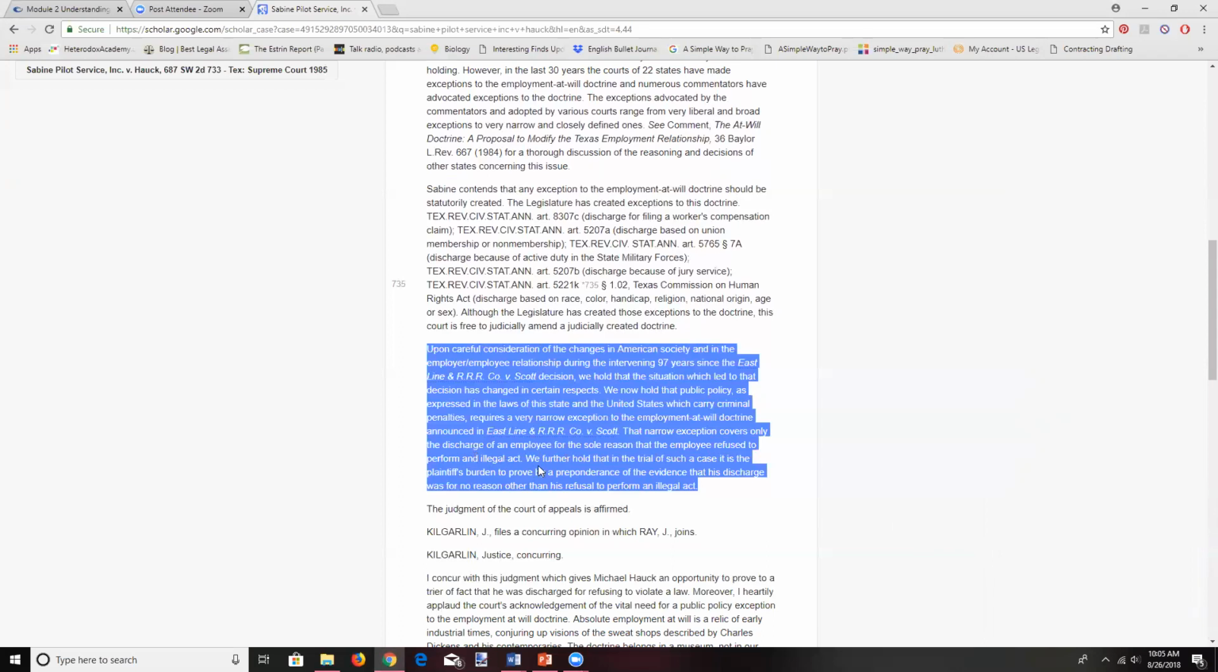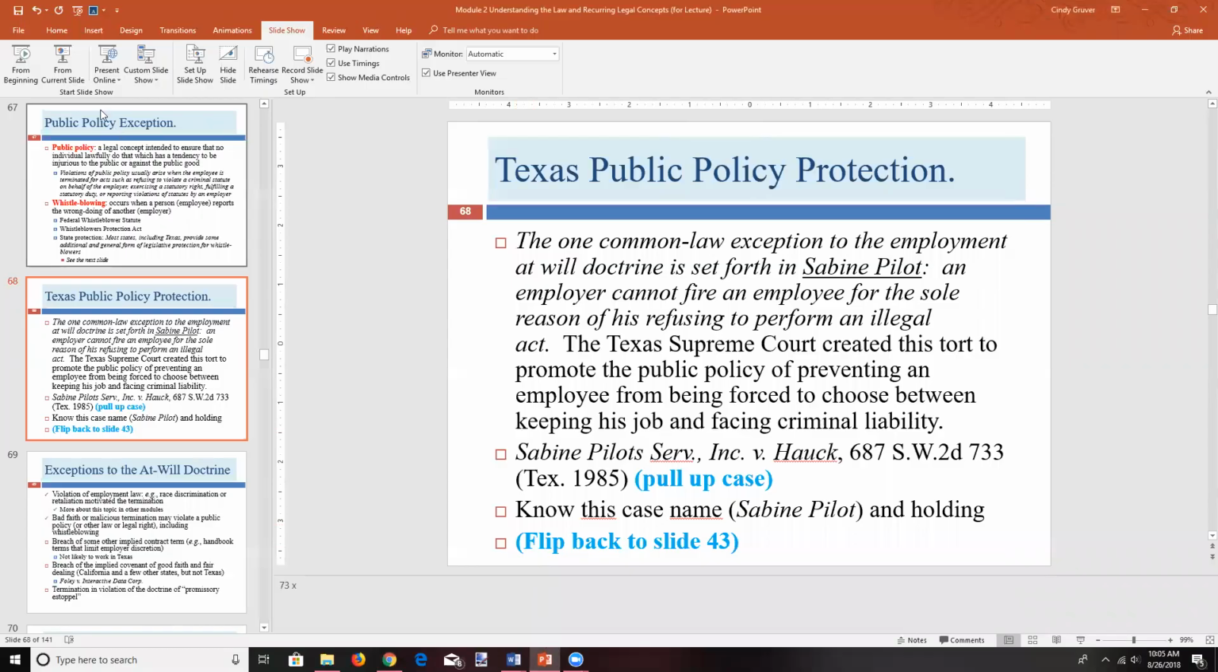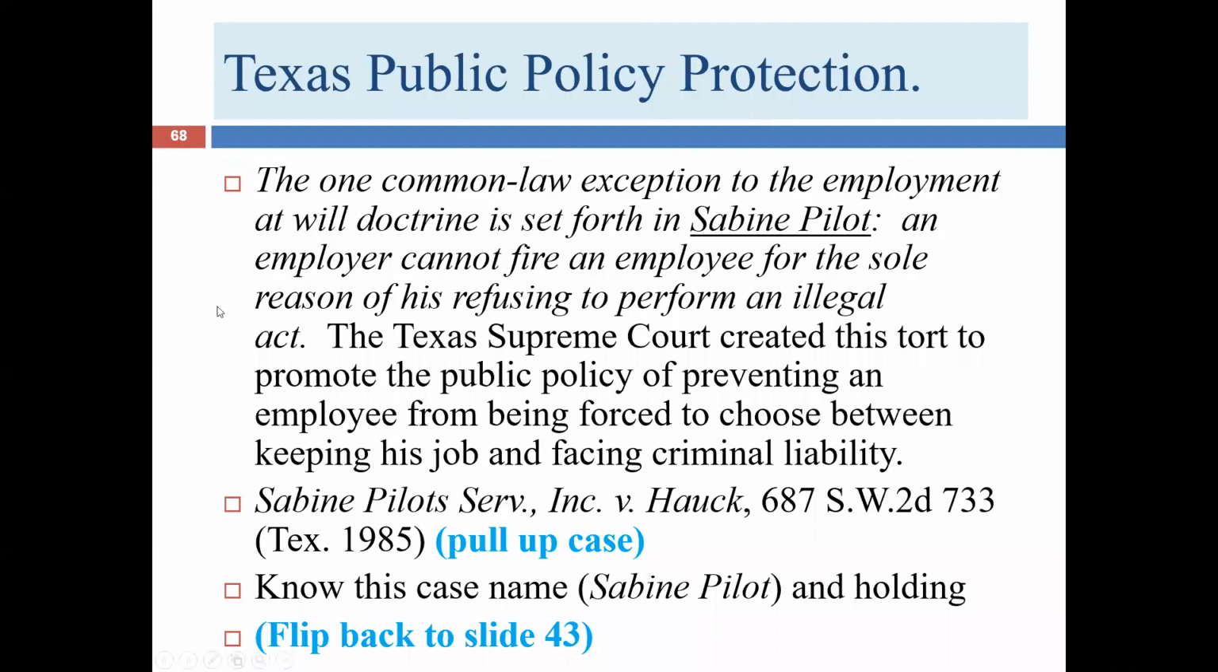We further hold that in the trial of such a case, it is the plaintiff's burden to prove by a preponderance of evidence, this is the usual standard in civil cases, that his discharge was for no reason other than his refusal to perform an illegal act. It's a really narrow exception. And courts since then have chosen not to broaden it. You do need to know the name of this case and its holding. So now we're going to flip back to slide 43.